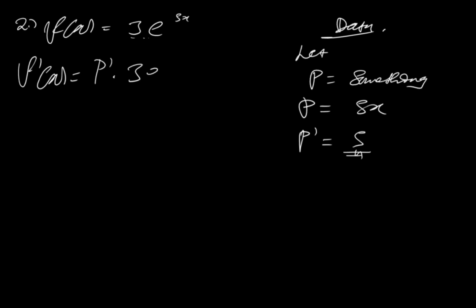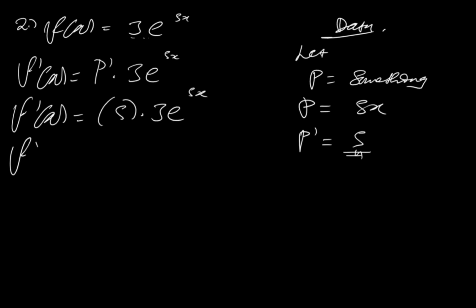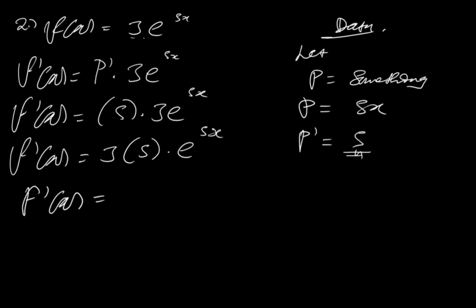So just say times 3e to the 5x. So now f prime of x will be equivalent to p prime, which is 5, times 3e to the 5x. This can also be written as 3 times 5 times e to the 5x. So f prime of x is equal to 3 multiplied by 5, and you get 15 e to the 5x. And that is your derivative. Hope it's clear. Let's move on.